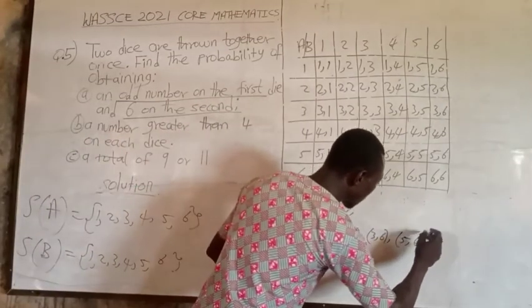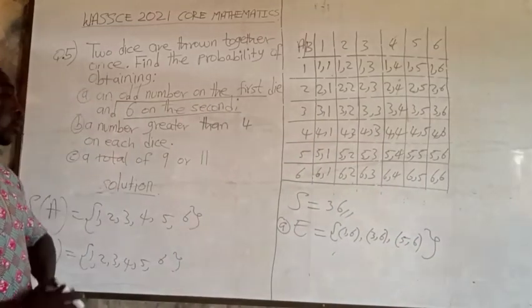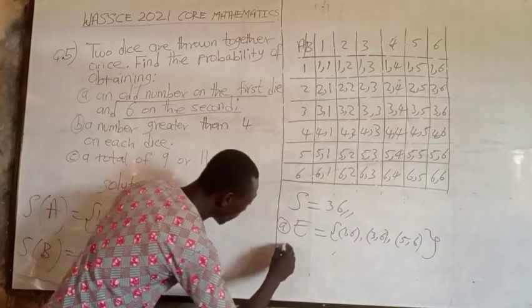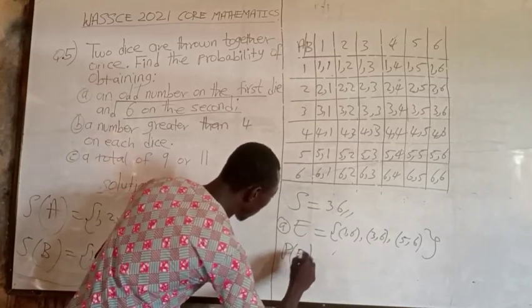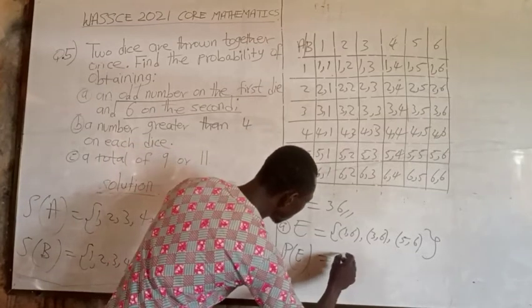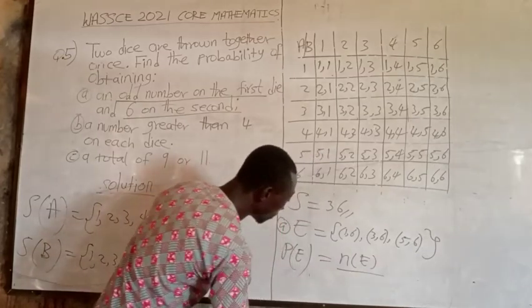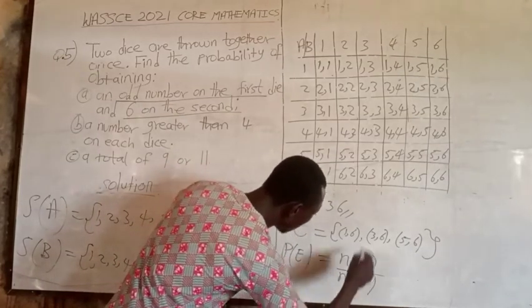These are the events that are likely to occur if we are obtaining an odd number on the first die and a 6 on the second. Now let's work out the probability of the event occurring, which is the number of elements in the event over the number of elements in the sample space.